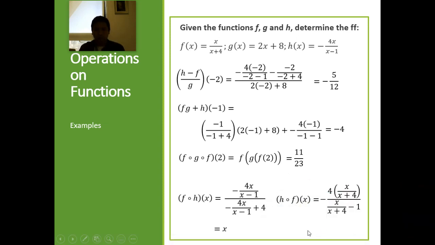So for h of f of x, this simplifies into another x. This is actually telling us something about the relationship of f and h. We'll get there. We'll discuss what that is in the near future. In your end, I guess you can read about it now or keep that in mind.